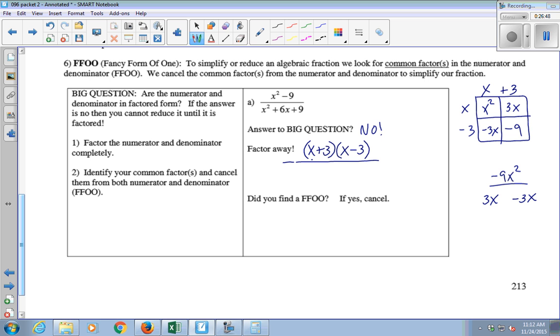All right, for the bottom, how does that factor? Anybody have it done already? X plus 3, x plus 3. Great. Okay. Now, I have everything factored completely. Do I have a foo-foo? Do I have any identical factors on the top and the bottom? I've got an x plus 3 on the top and an x plus 3 on the bottom. When you put one thing over itself, that is 1, right? That's a fancy form of 1. So I cancel them, and then my final reduced fraction is going to be x minus 3 over x plus 3.